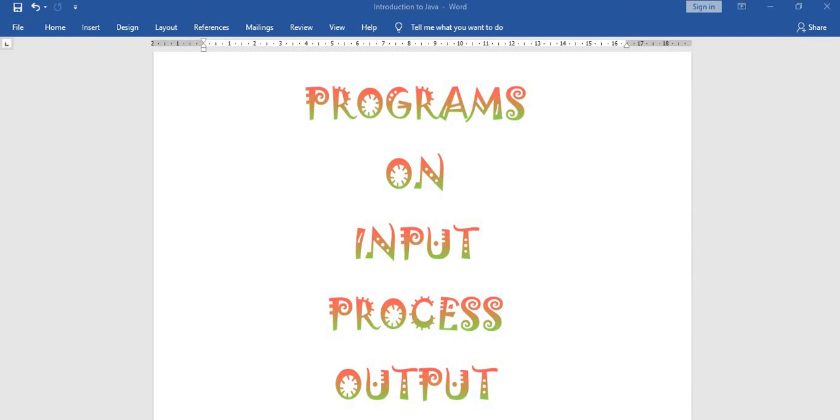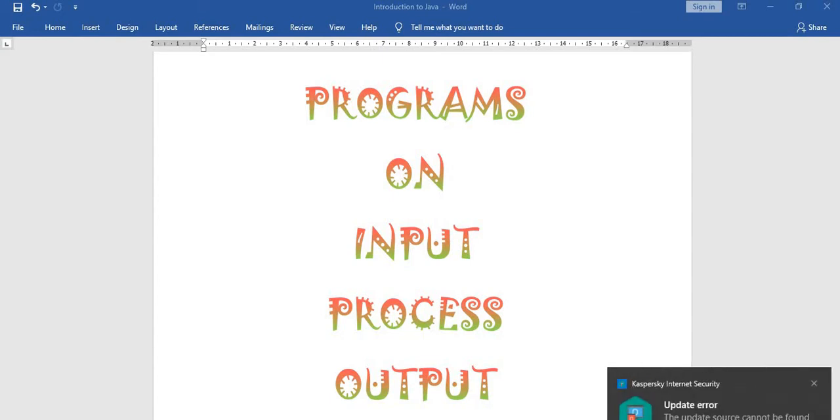Hello! Programs on input, process, output. Coming up are two programs that we are going to see that are going to ask for what to input, what to calculate and what to print. Okay?